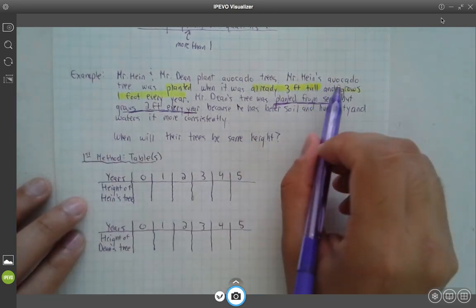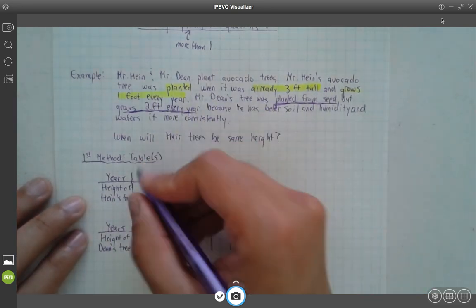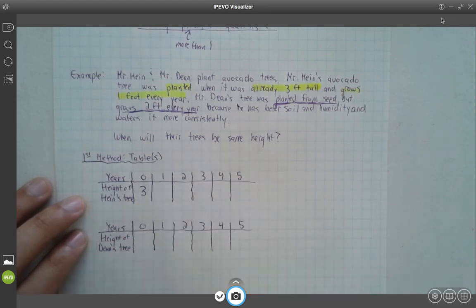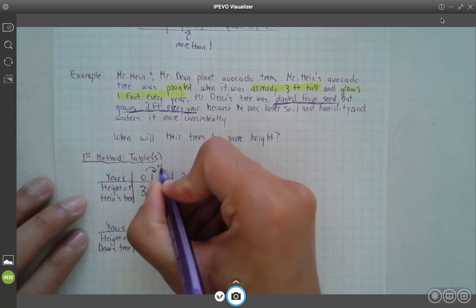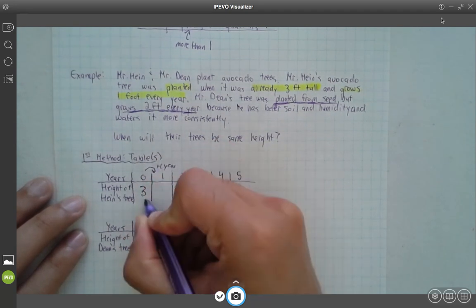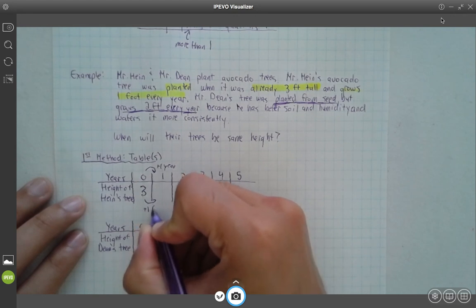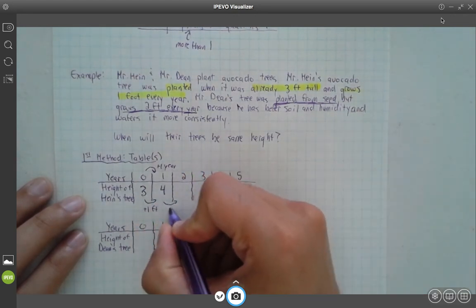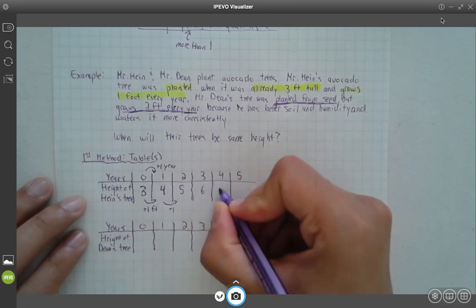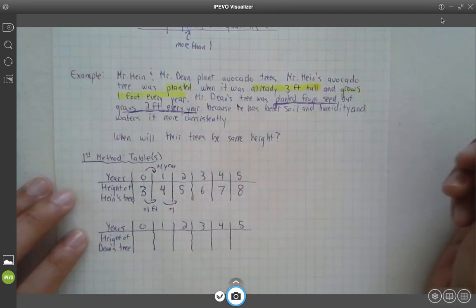Okay. Now let's piece this together and I'll highlight some of the information. Mr. Hein's tree was planted when it was already 3 feet tall. So that means year 0, it was 3 feet tall. And it grows 1 foot every year, meaning every 1 year, it's going to grow 1 foot. So then it'll be 4. And then it grows 1 foot another year, and then it'd be 5, 6, 7, and 8 feet.